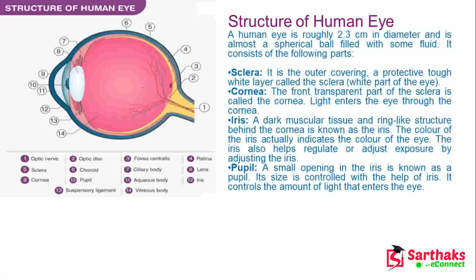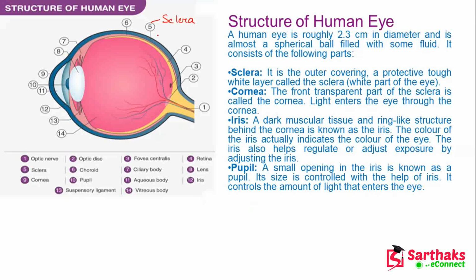Okay. Next, the structure of the human eye. First, you have the sclera. Here you can see that this one is the sclera. It is the outer covering, a protective, tough, white layer called the sclera, the white part of the eye.